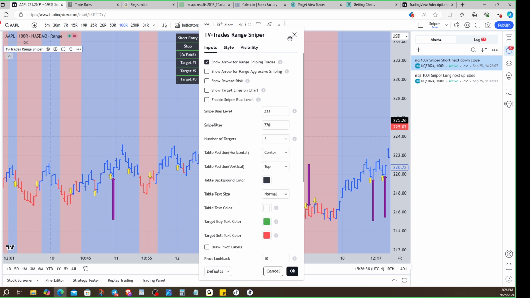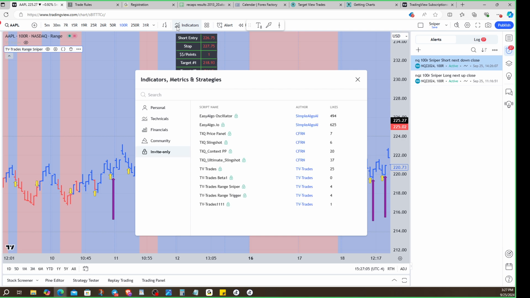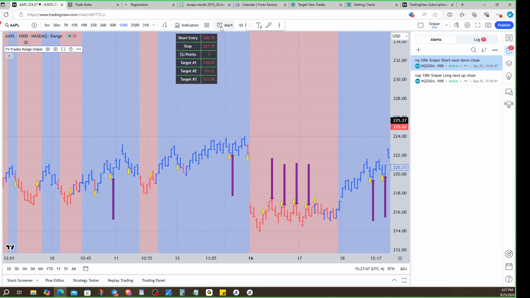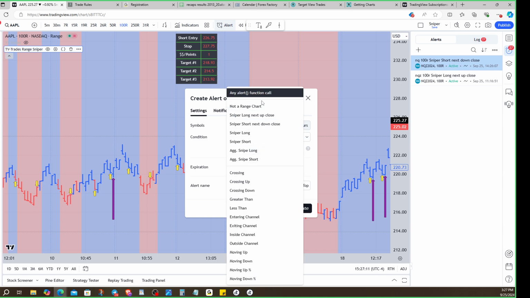So, to set up an alert for the sniper, you have to have the sniper turned on to begin with, and then you click alert. You select the sniper, and then in here you can do the sniper longs and the sniper shorts. Sorry, these are the yellow arrows right here. They tell you next up close.